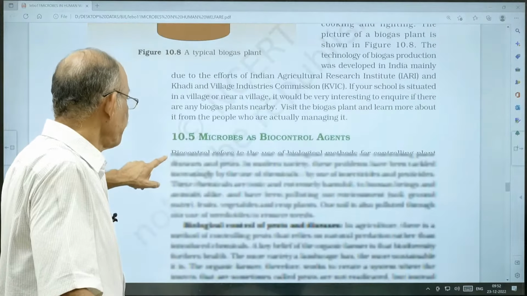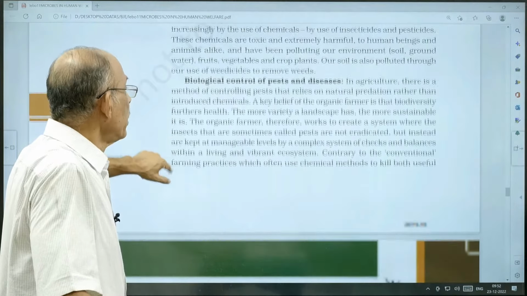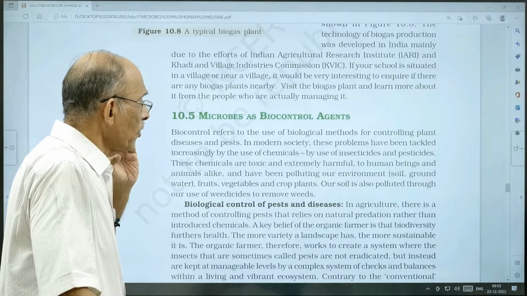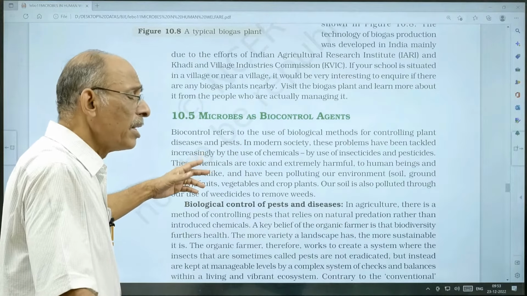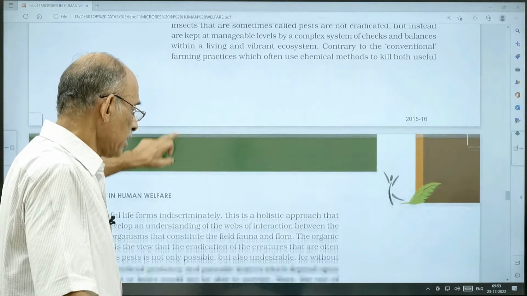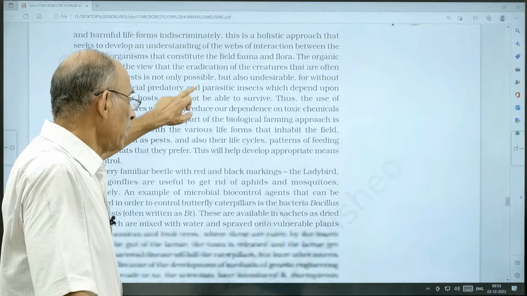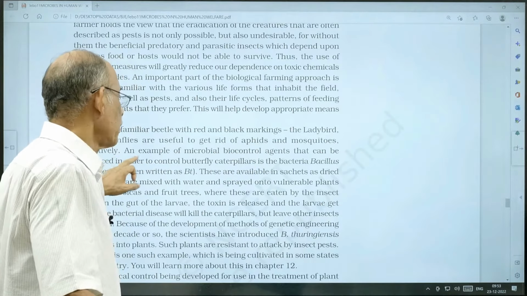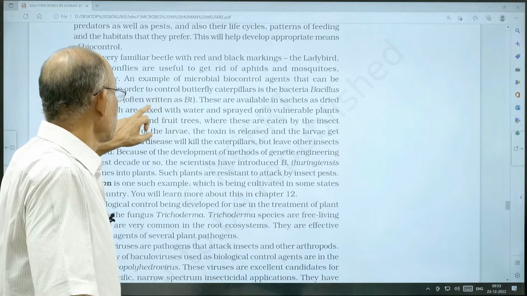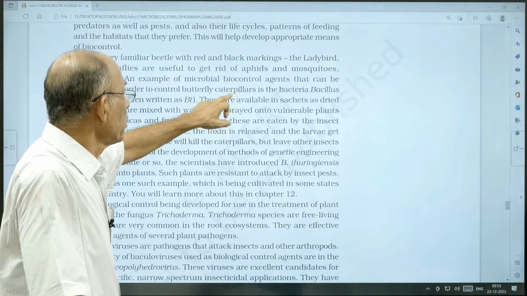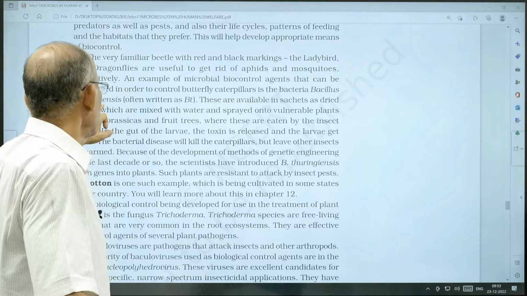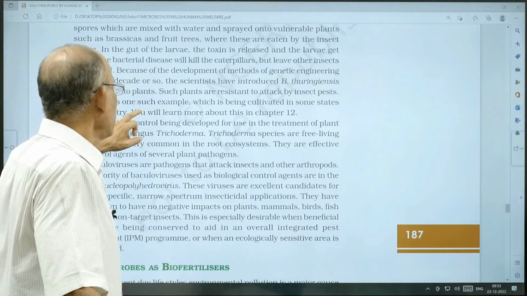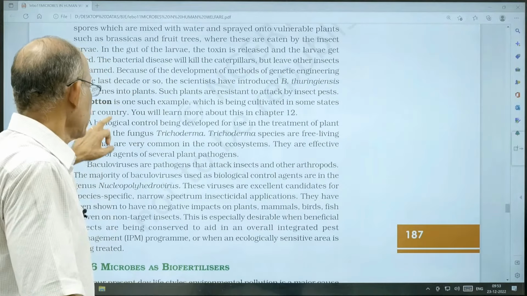So next is microbes as biocontrol agents. So we can reduce chemical pollution. We can avoid the use of insecticides, pesticides, etc. Then what are the different examples? Two examples: one is the ladybird beetle, which can kill aphids, and dragonflies, which can remove mosquitoes, etc. Another is Bt, Bacillus thuringiensis, which can be used to kill butterfly caterpillars. And now this Bt gene is introduced into cotton, so that is Bt cotton, etc.